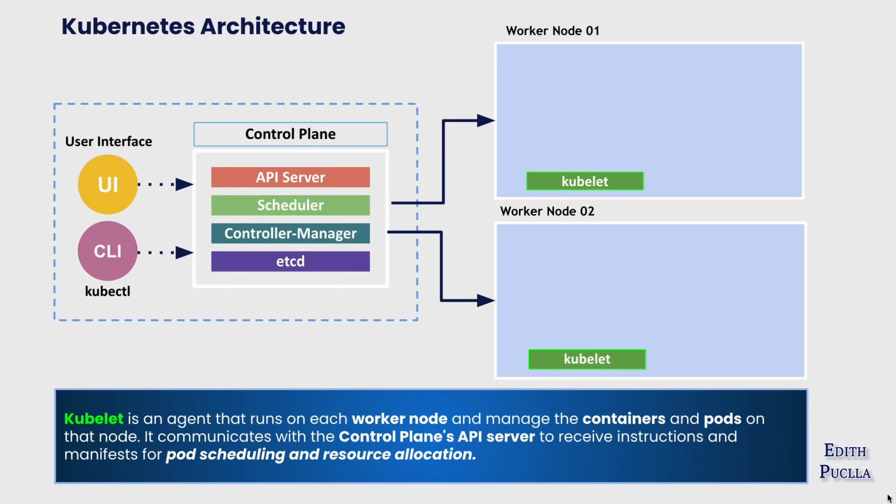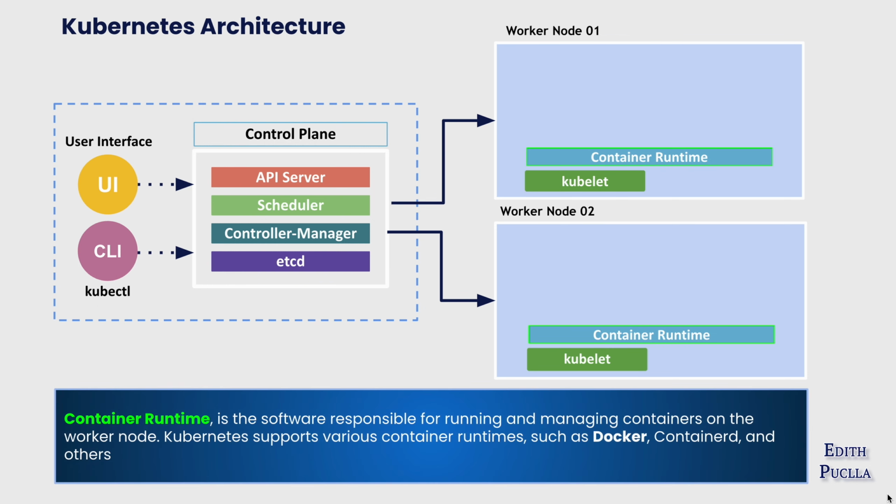Kubelet is an agent that runs on each worker node and manages the containers and pods on that node. It communicates with the control plane API server to receive instructions and manifests for pod scheduling and resource allocation. The container runtime is the software responsible for running and managing containers on the worker node. Kubernetes supports various container runtimes such as Docker, containerd, and others.